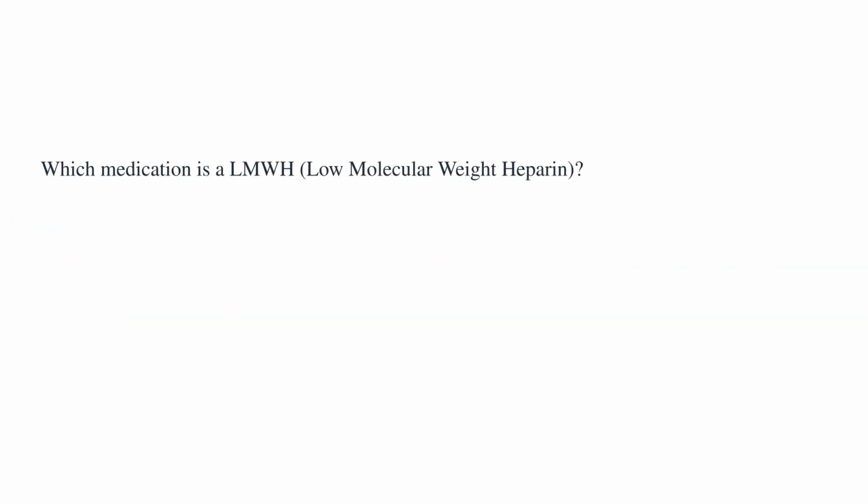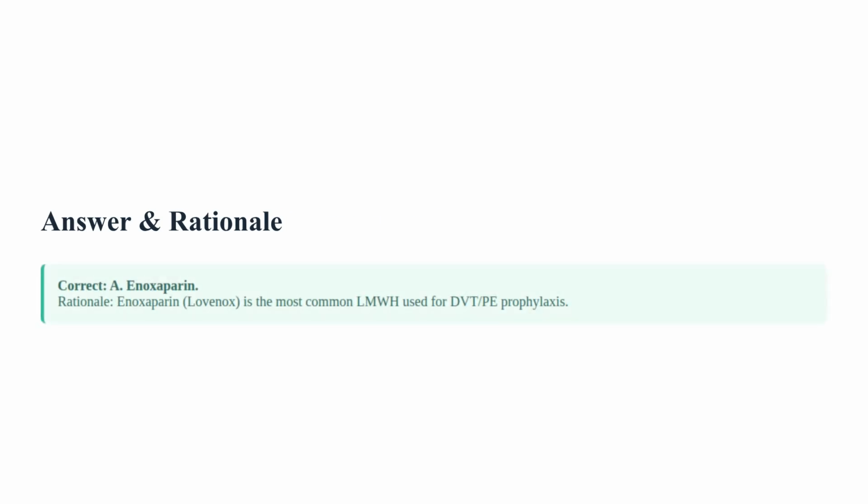Which medication is a LMWH, low molecular weight heparin? Is it warfarin, enoxaparin, heparin, or rivaroxaban? The correct LMWH is B, enoxaparin. Enoxaparin is frequently used for DVT-PE prevention and treatment due to its predictable dosing and subcutaneous administration.